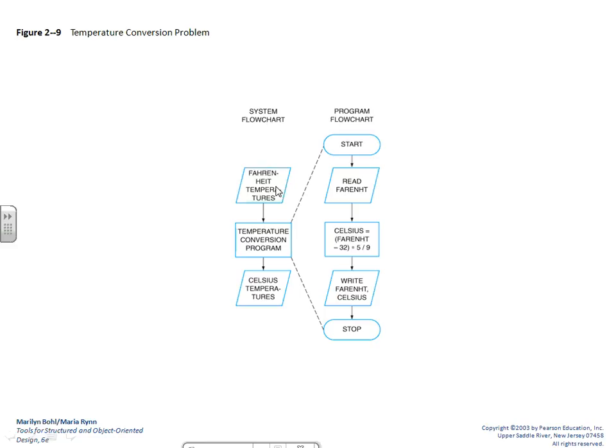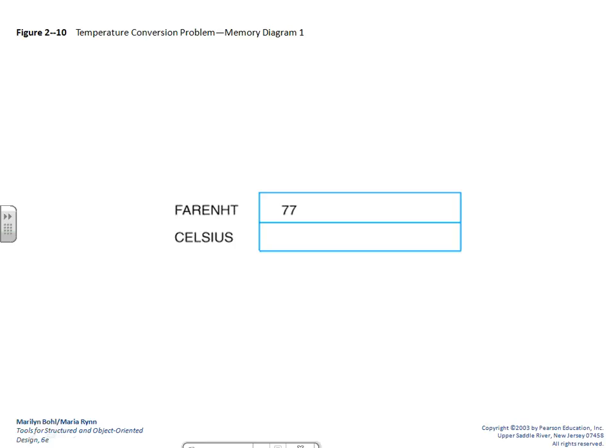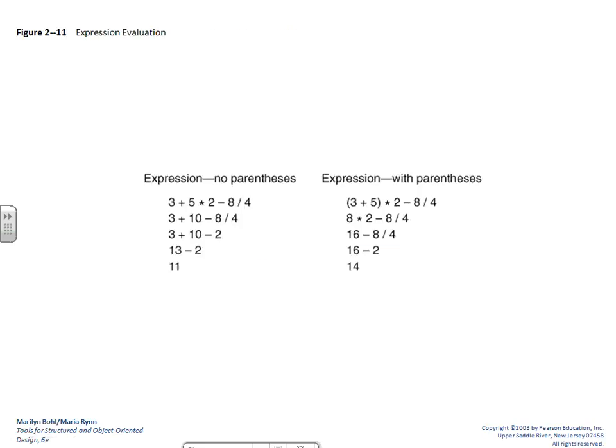Again, this is a program that we try to convert Fahrenheit to Celsius scale. Again, memory diagram. The Fahrenheit is 77, and we want to calculate how much is equivalent in Celsius system for a scale.